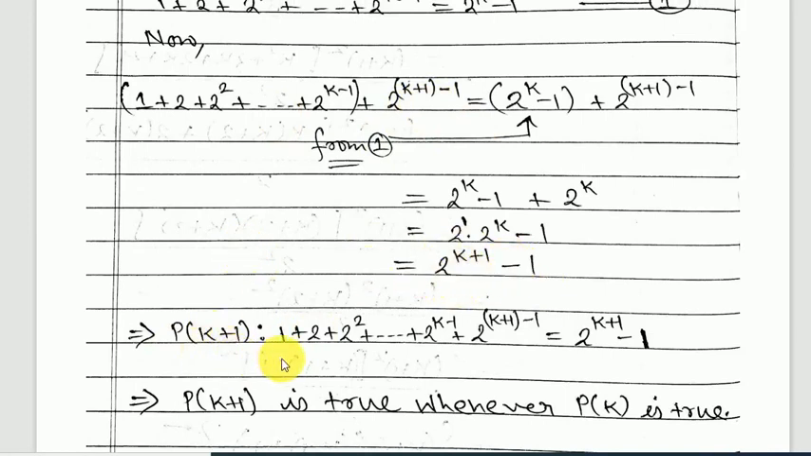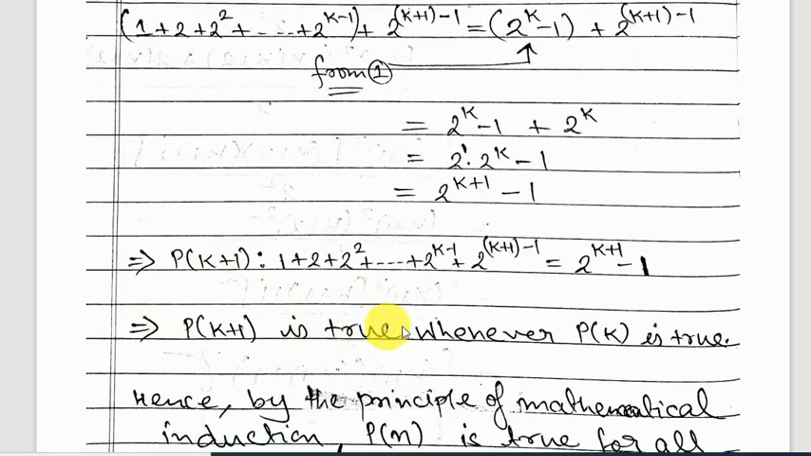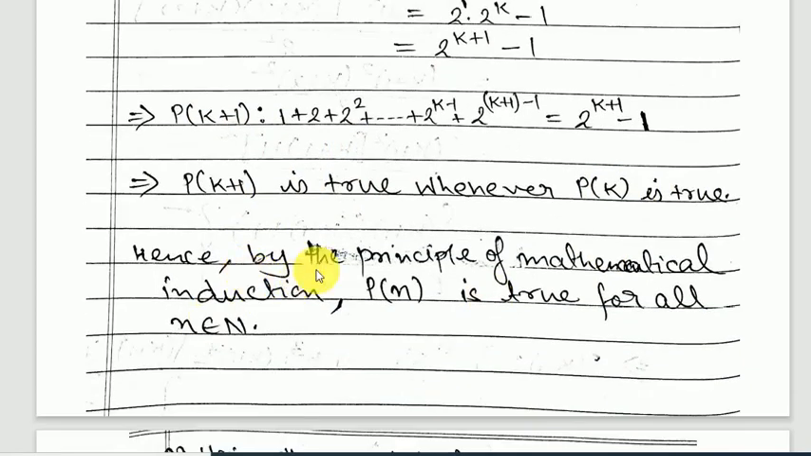Okay, and this statement is true. The statement is true for k plus 1 whenever we assume that the statement is true for k. So that's how we have been able to show that by the principle of mathematical induction, Pn is true for all n belongs to natural number.